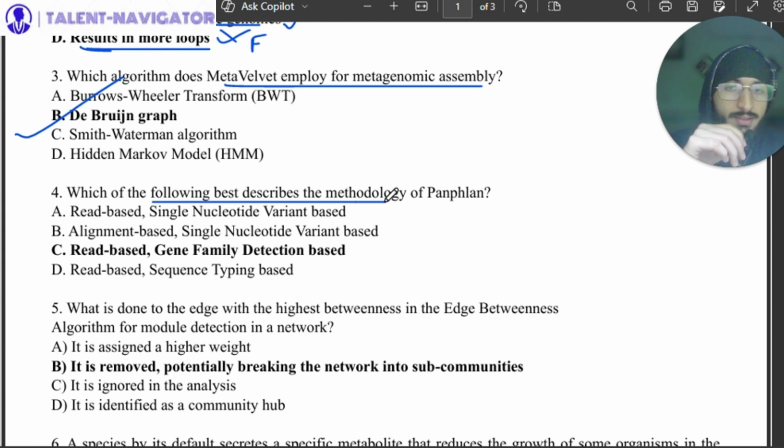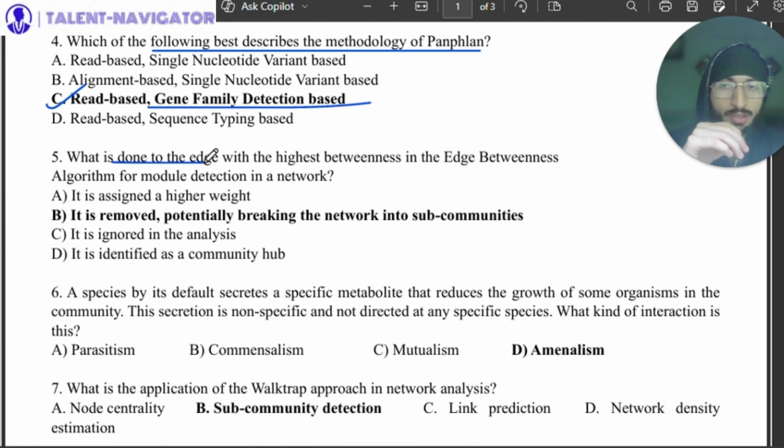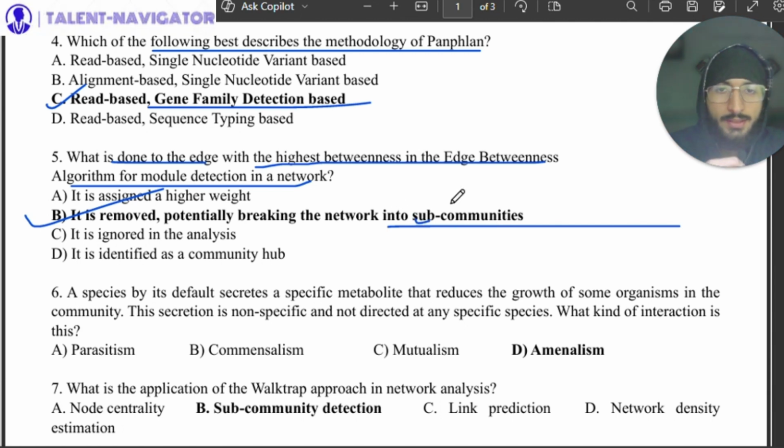Which of the following best describes the methodology of PanPhlAn? That is, it is read-based and gene family detection based, that is, whether we have absence or presence of the gene family. What is done to the edge with the highest betweenness in the edge betweenness algorithm for module detection in a network? It is removed, potentially breaking the network into subcommunities. Right, so that's the answer.